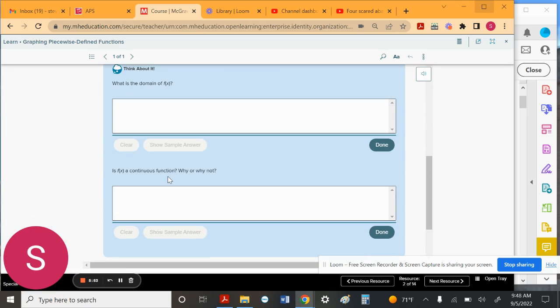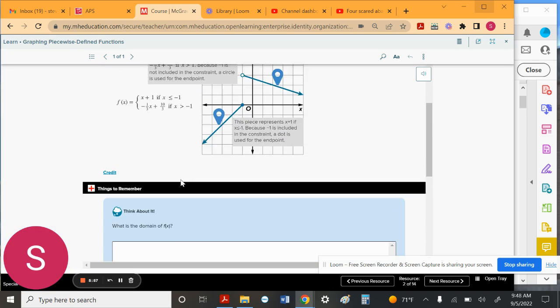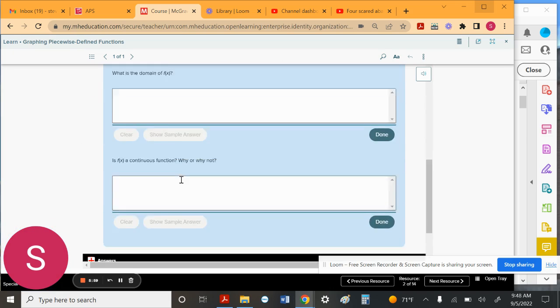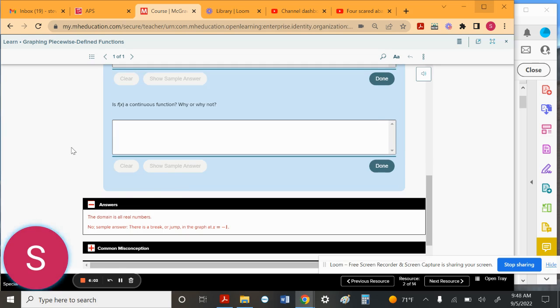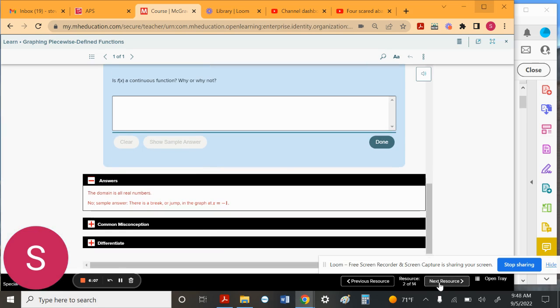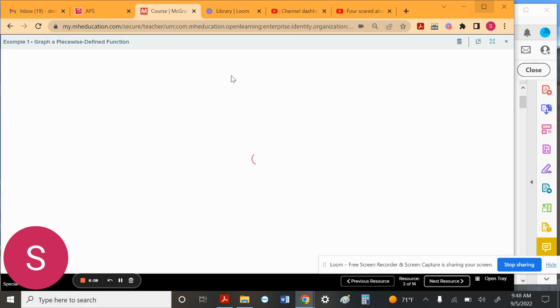So that's the domain. Is it continuous? No, it's not continuous, and it's also not discrete. It's neither, because it's a little bit of a mix of both. We can take a look at the answers, and so we can see that here. Okay, go to the next one, and we will start graphing things.